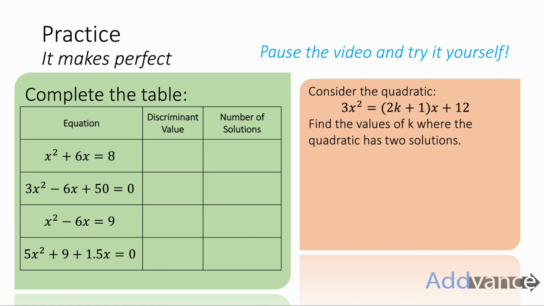So you've seen 3 examples of the discriminant in action. It's now time for you to have some practice. So complete the table of discriminants and the number of solutions in the green box, and then consider the quadratic in the orange box, and find the values of k where the quadratic has two separate solutions. Pause the video now and try this yourself. I'll reveal the answers in 3, 2, 1.